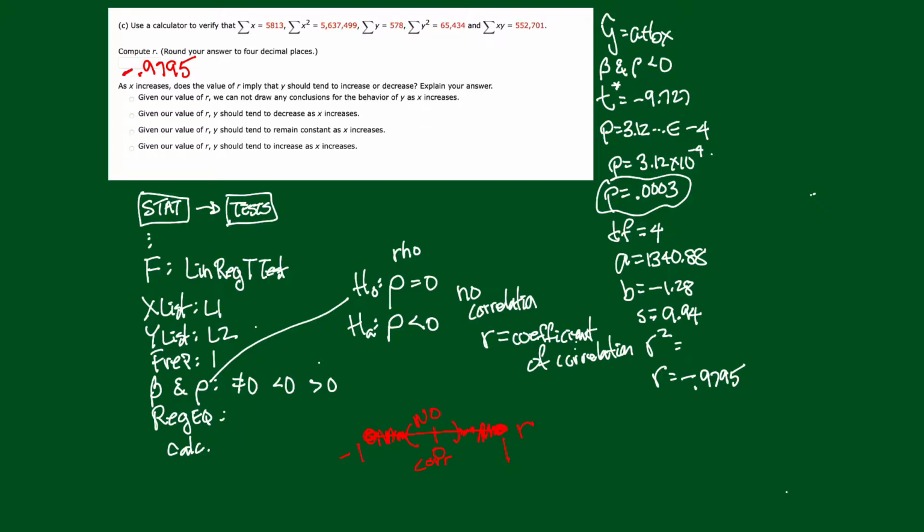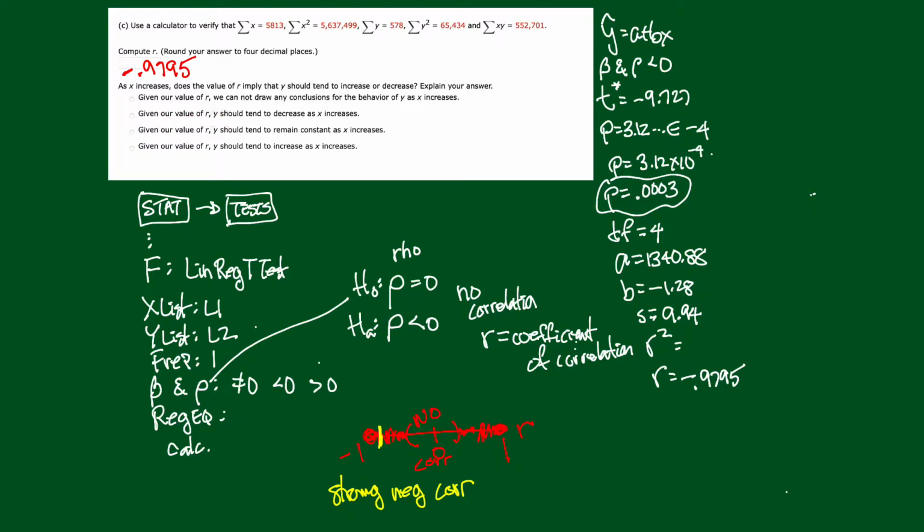All right, so where are we? We're at negative 0.97, about 0.98, negative 0.98. You know, we're way out here. So I'm thinking there is a strong negative correlation. Let's see if any of those selections are here. Given our value of R, we cannot draw any conclusions. No, we can. Our conclusion is a strong negative correlation.